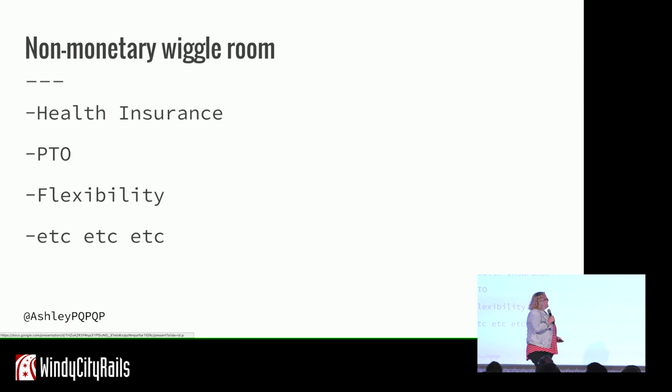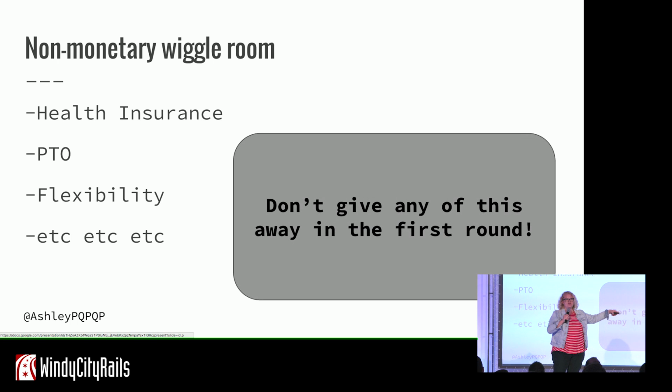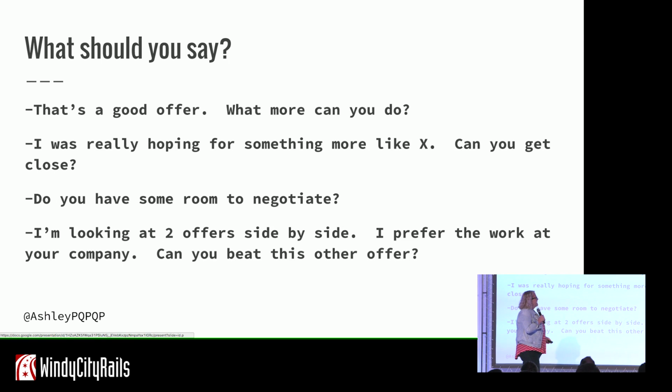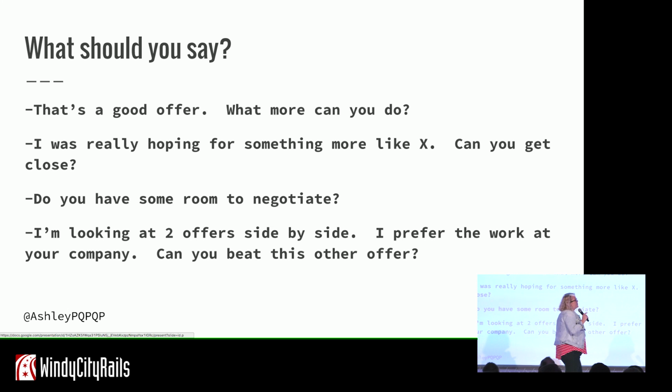Okay. You have some non-monetary wiggle room, right? We are all aware of the flexibility in PTO, but that's not first round stuff. So wait on that. Go money first, then the other stuff. All right, I'm cooking. Okay, here's how this should actually sound.